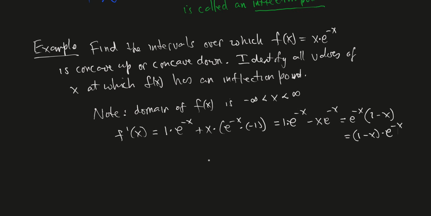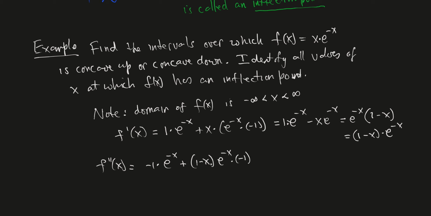Now, if this question were asking about increase or decrease, then this is the function we would have to set equal to 0 and figure out where it's positive or negative and so forth. But that's not what we're doing. We're doing concavity, so we have to go to the second derivative. And again, we need to do our product rule. The derivative of the first now is negative 1 times the second, and then plus the first, the 1 minus x, times the derivative of the second, which again is e to the negative x times another negative 1.